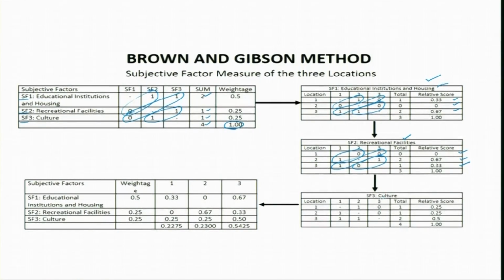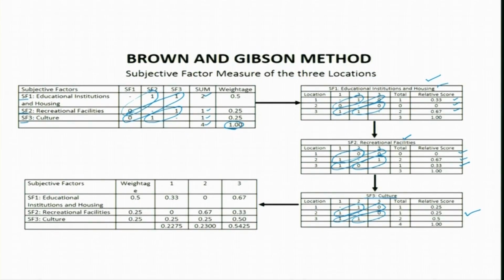In the same manner, we will compare the three alternatives on the third factor, that is culture. On this point, we find that 1 and 2 are the same, whereas when we compare 1 and 3, 3 is better, and when we compare 2 and 3 we find 3 is better. So, if we do the scoring this way, this is the relative score of the 3 locations on the subjective factor culture. So, this is how we can do that.